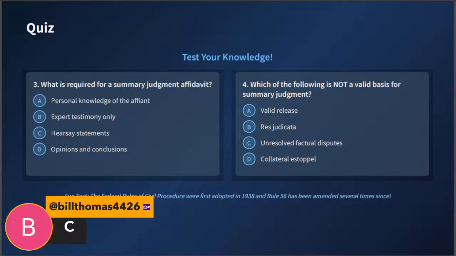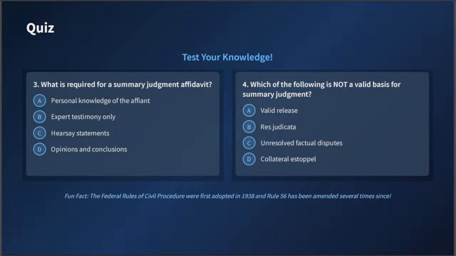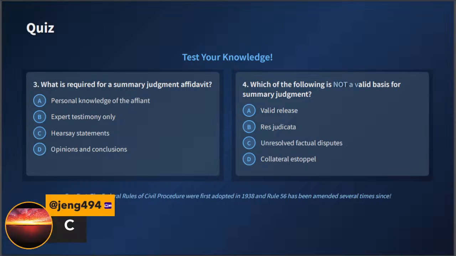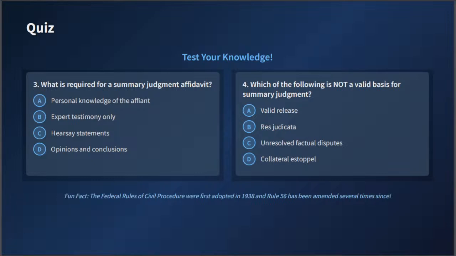Bill Plymouth 4426 says, capital C. All right, capital C. That sounds very sure. So we have unresolved, which is not a valid basis. So you're saying, all right, let's look. Jenk 494 says, capital C. Okay. So just to be clear, I love all these double, triple, quadruple negatives here. So which of the following is not a valid basis? Okay, so this is something that would not be a basis.